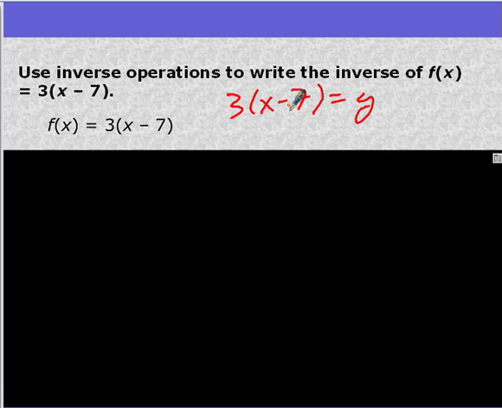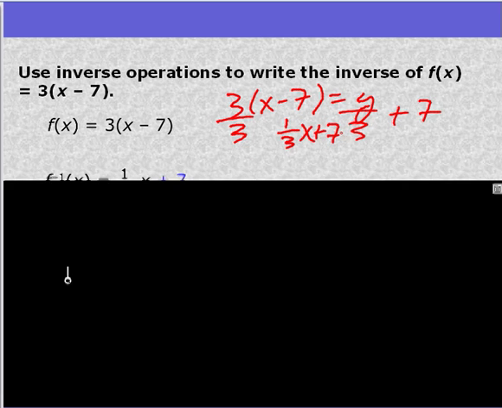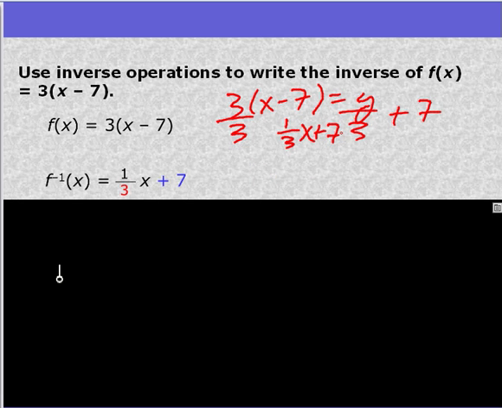So how am I going to undo this? Well, I'm going to divide by 3, which is the same as multiplying by 1/3, and then I'm going to add 7. So basically it's going to be 1/3 x plus 7. And it's a little confusing because the order of operations is also kind of reversed. Here the order of operations would be adding or subtracting the 7 and multiplying by 3. Here we're going to undo it by reversing that order of operations. We're going to undo the multiplication first, and then add the 7. So this is our inverse function.